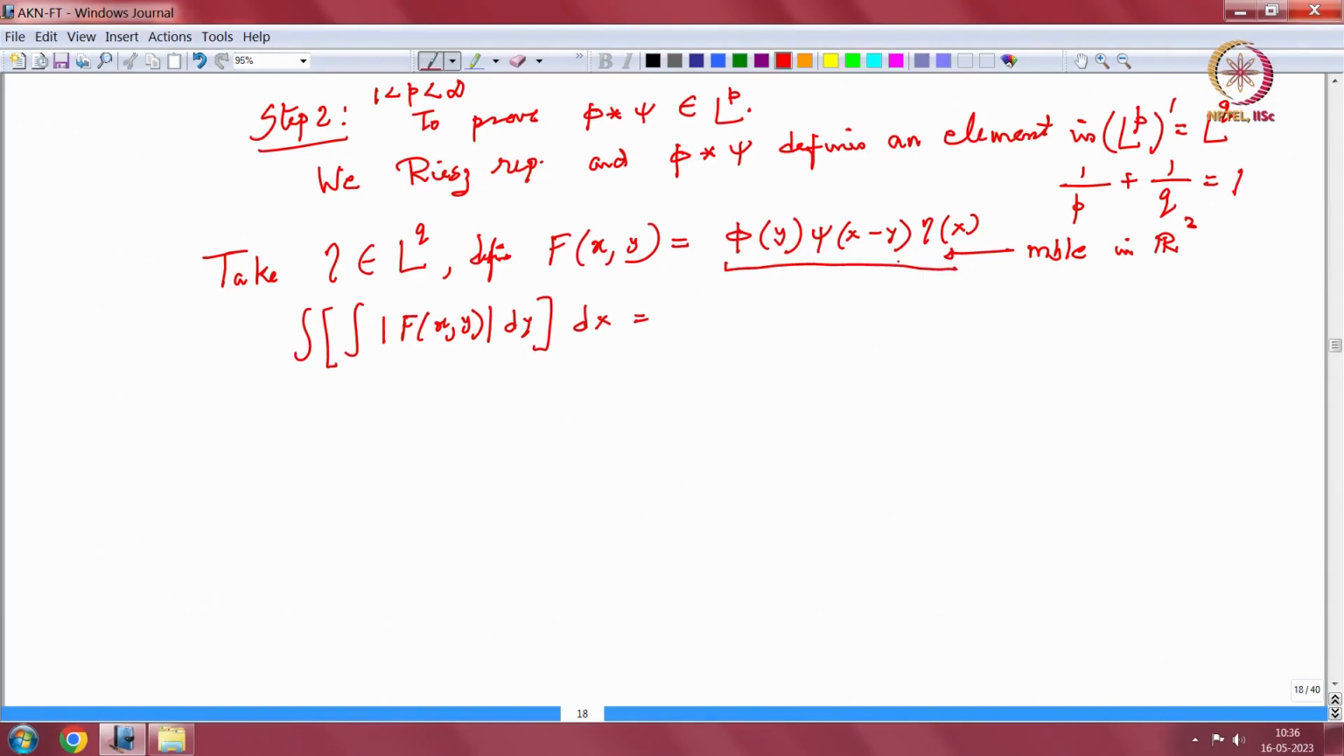You apply Fubini and then you estimate. That is a standard trick. You get the integral of modulus of theta x, and then the integral of phi of y psi of x minus y, with modulus everywhere, dy of dx. Now you apply Hölder.